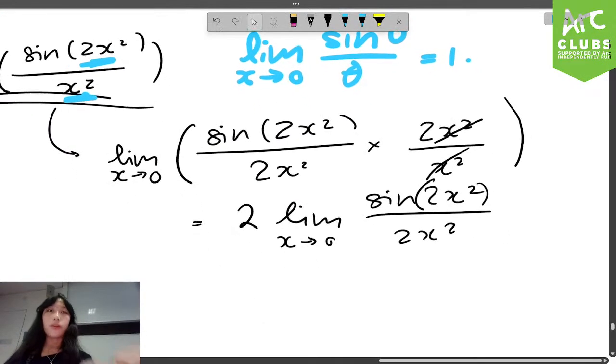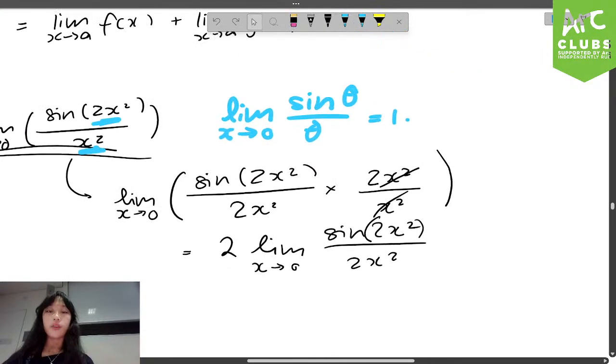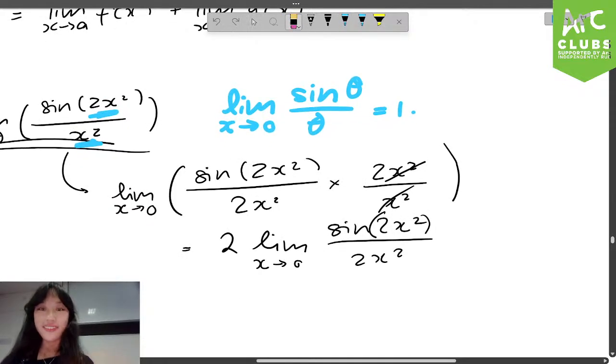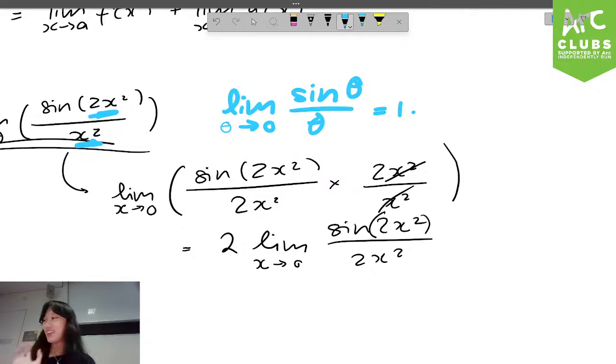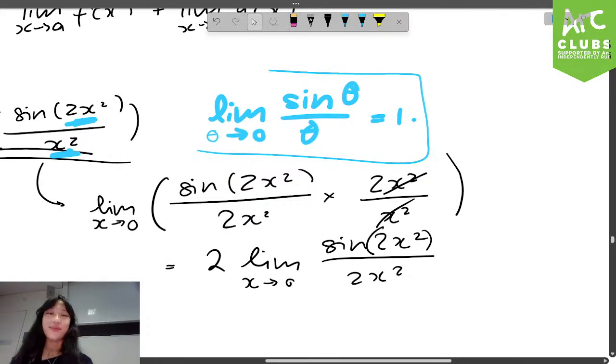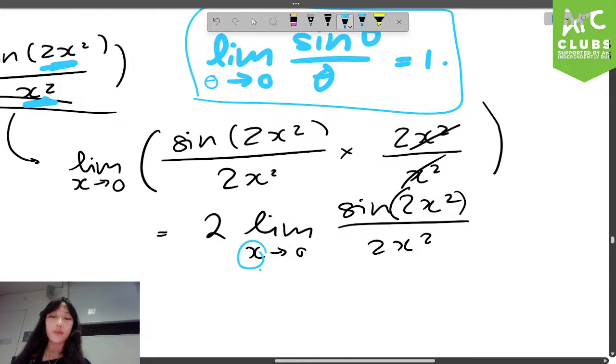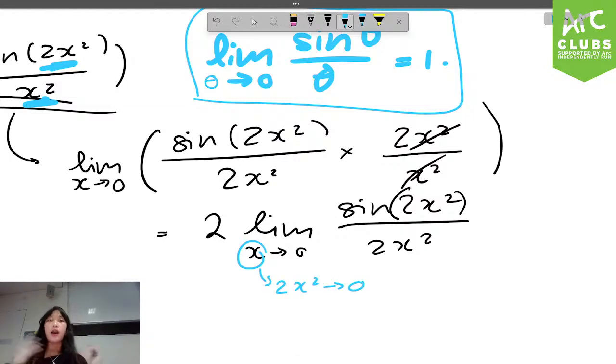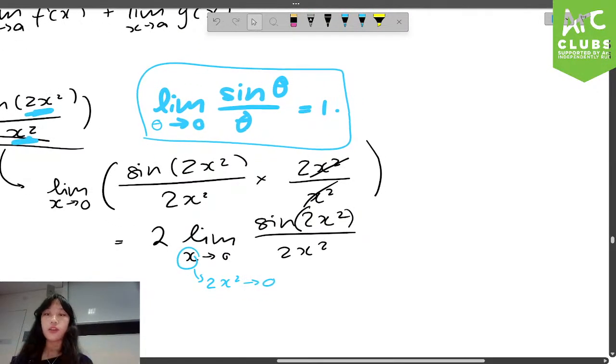If you really want to be very rigorous about it, oh sorry, this should be theta, not x. X is not relevant to this at all. It should be theta approaches 0. If we want to be really rigorous about this, over here we should say that this is 2x squared approaching 0. And they're the same thing, because if x approaches 0, 2x squared also approaches 0. So now we've gotten this in the form up here, so we're allowed to apply it.